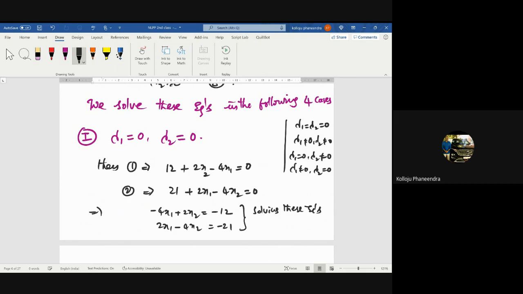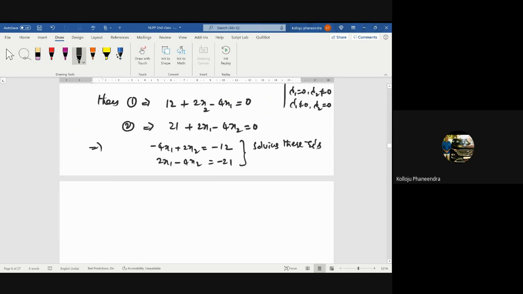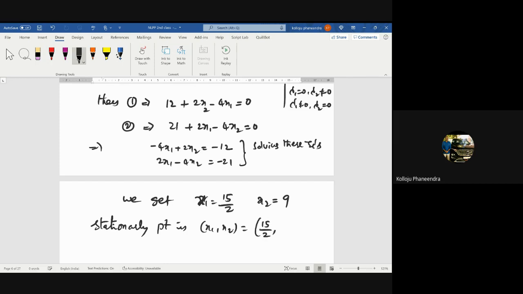Solving these two equations, multiply this equation by 2, so the x1 terms cancel, and we get 6x2 equal to 54, that is, 42 plus 12. So x2 will be 9. If I substitute x2 equal to 9, we get 18 minus 30 by 4, and 30 by 4 means 15 by 2, so x1 equal to 15 by 2. The stationary point is x1, x2 equal to 15 by 2 comma 9.